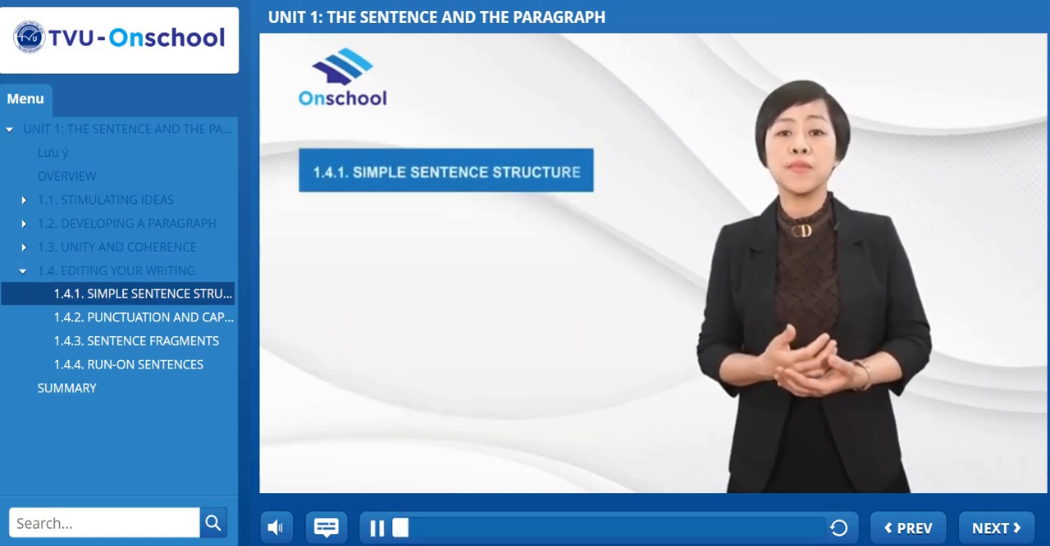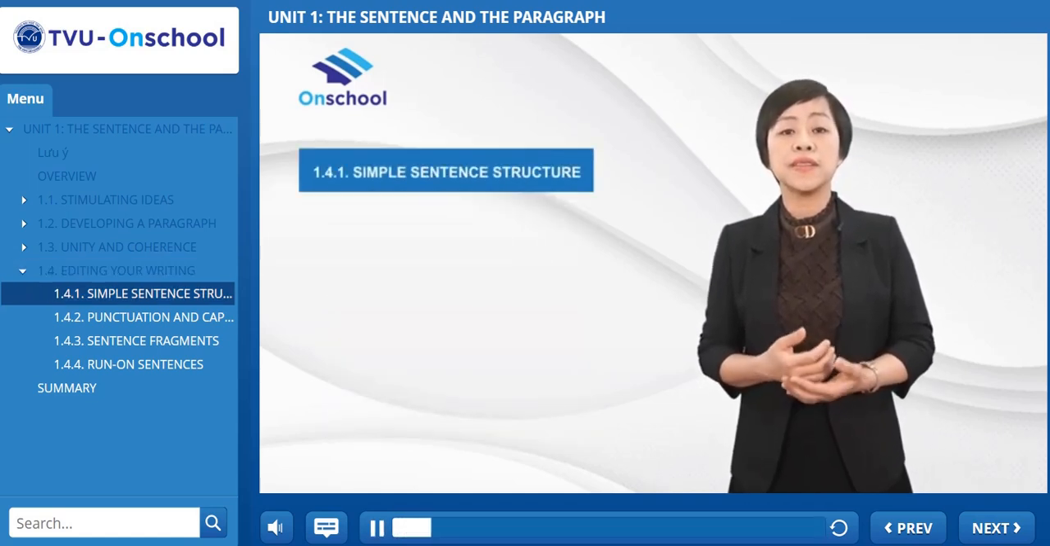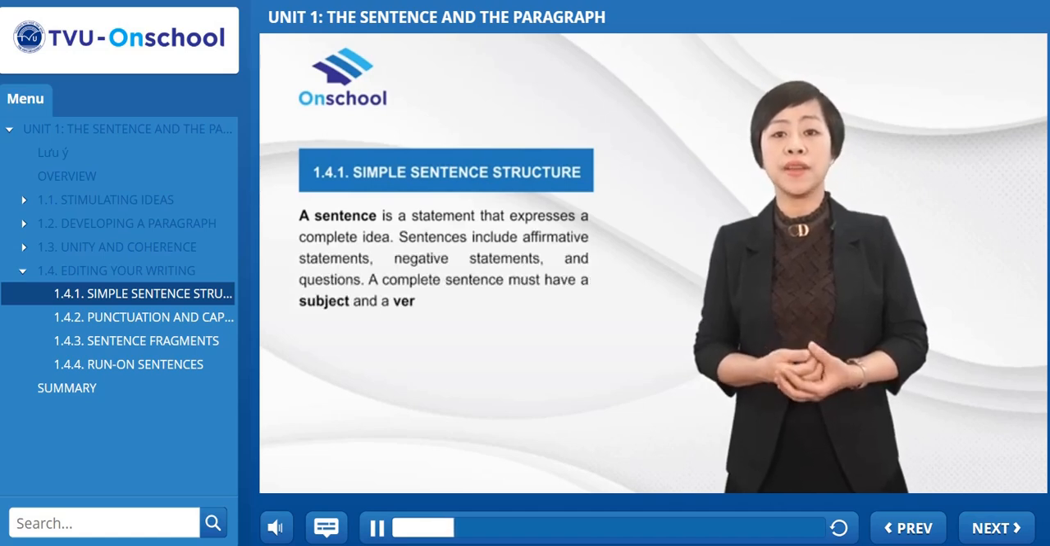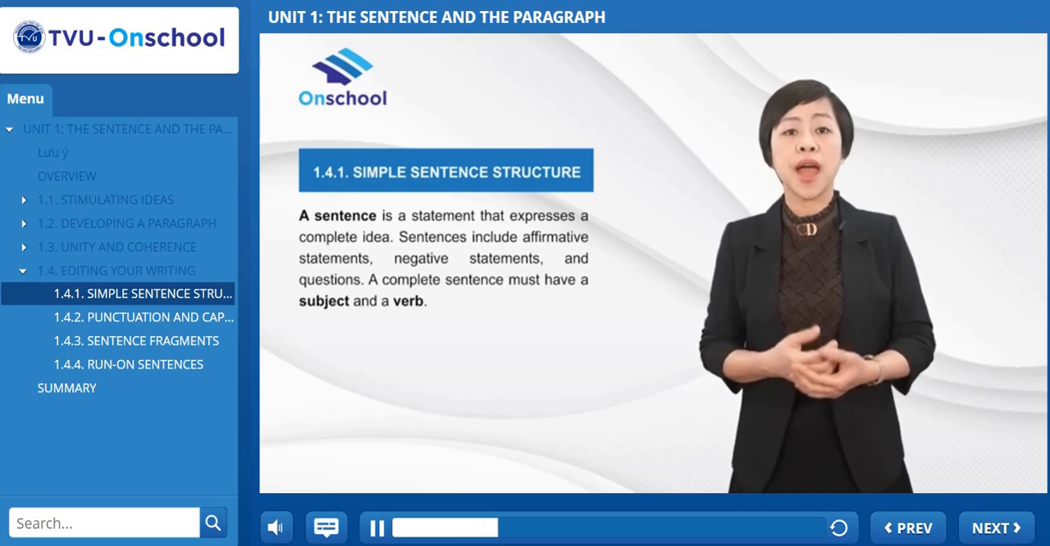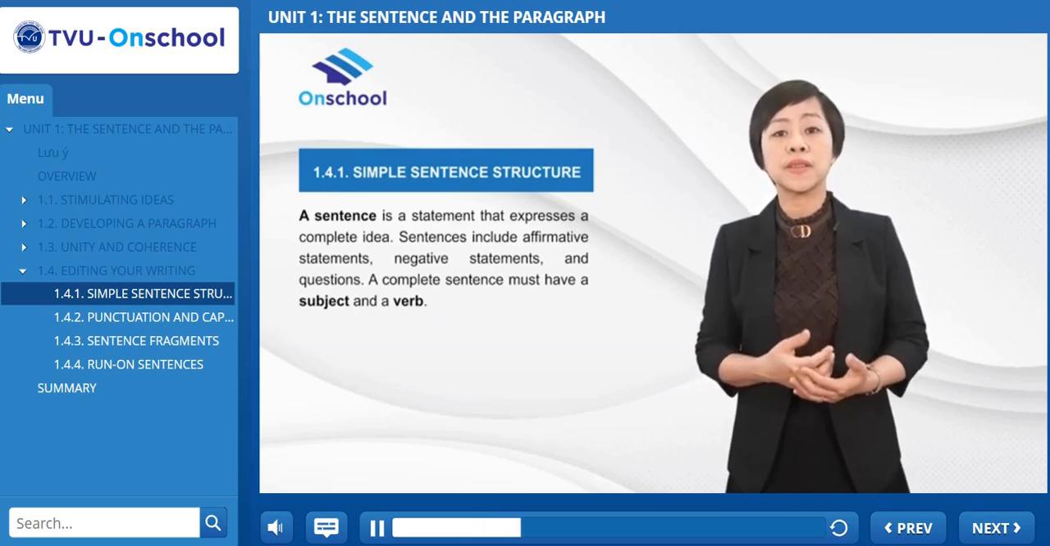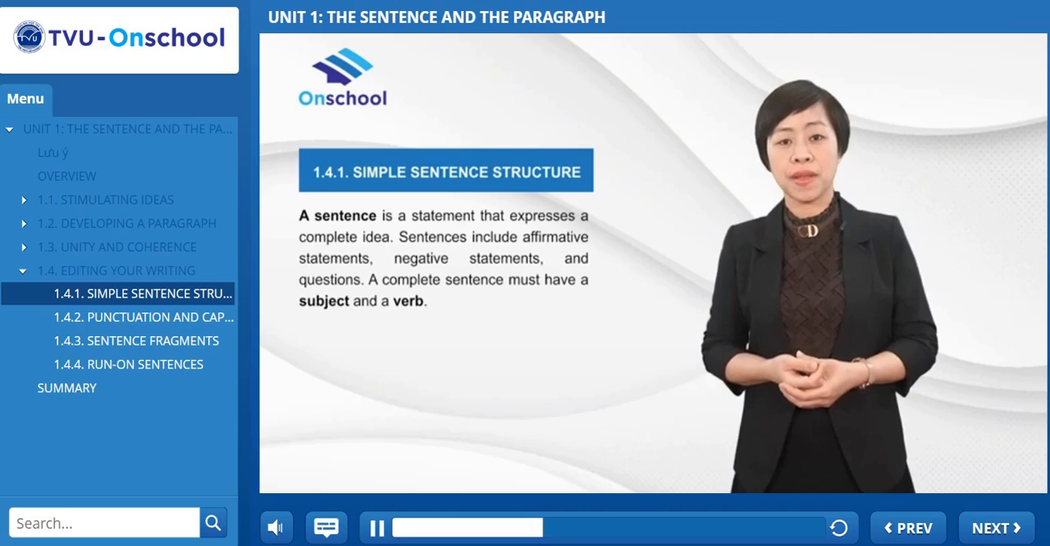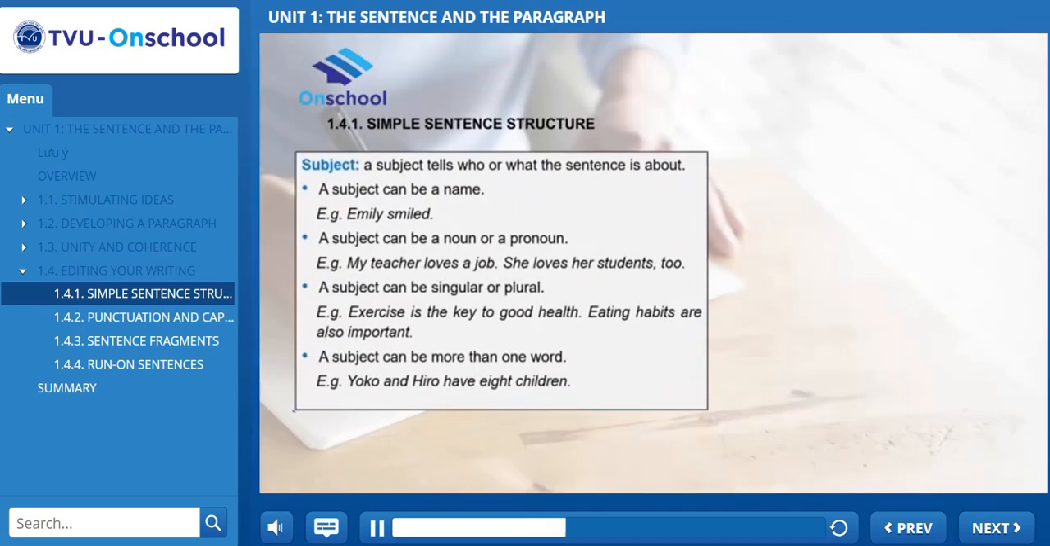Now let's have a look at simple sentence structures. A sentence is a statement that expresses a complete idea. Sentences include affirmative statements, negative statements, and questions. A complete sentence must have a subject and a verb. A subject tells who or what the sentence is about. A subject can be a name like Emily, a noun like teacher, a pronoun like she. It can be singular like exercise or plural like eating habits. And it can be more than one word like Yoko and hero.